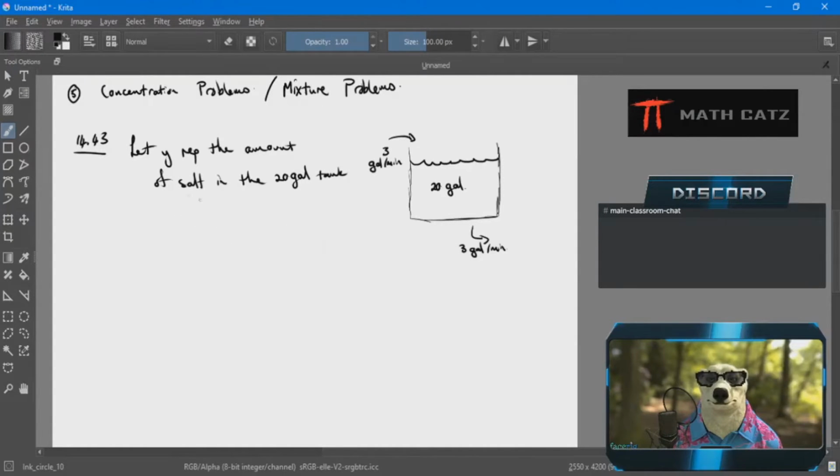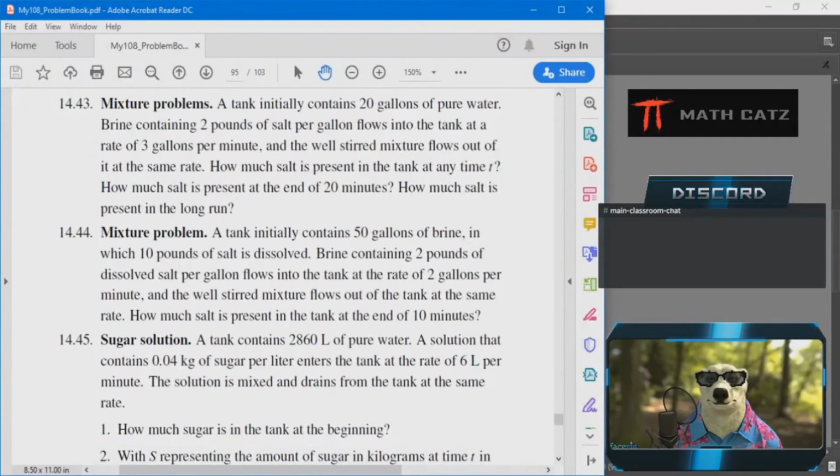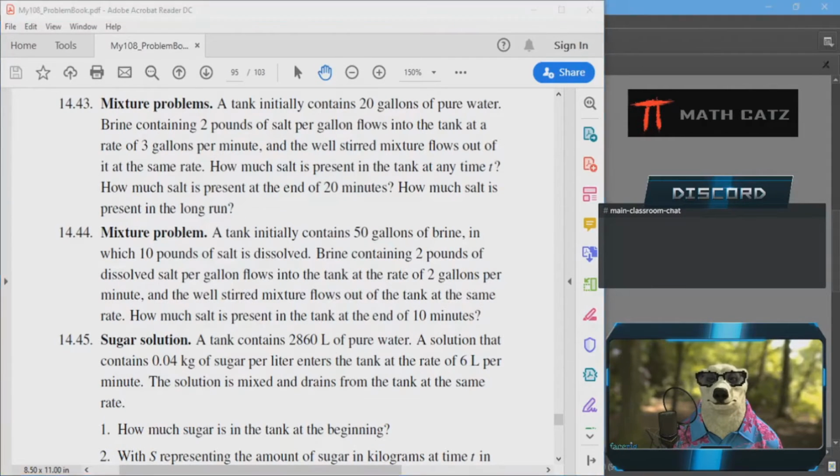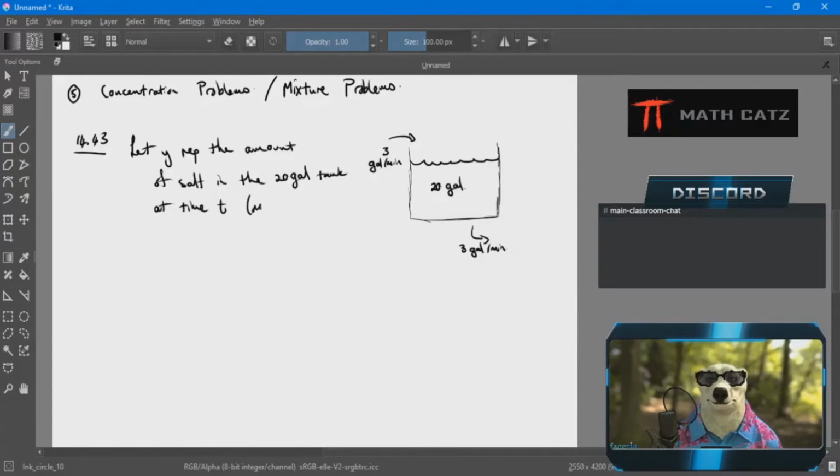I suppose let's clarify that even further at time t, and t will be in minutes because that's the time unit that they refer to. In minutes. Okay, so now how do we come up with an equation that models, that describes this situation?